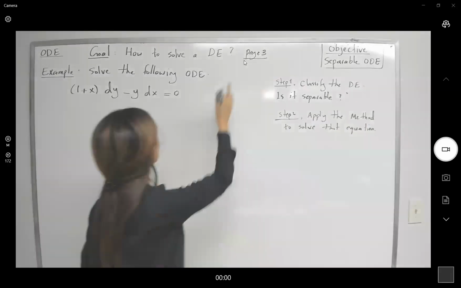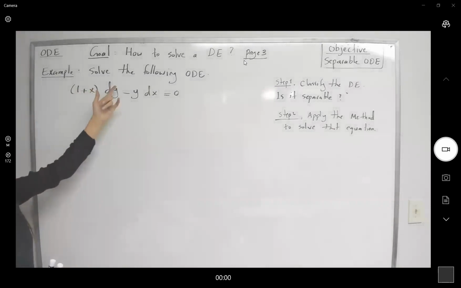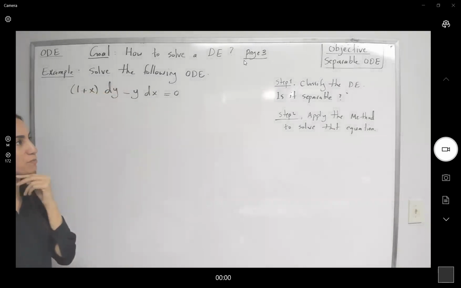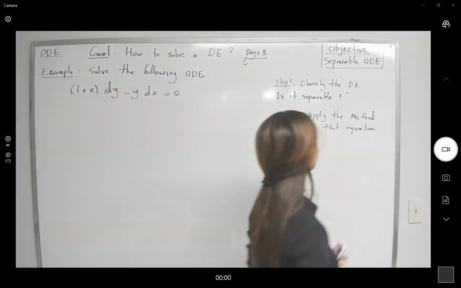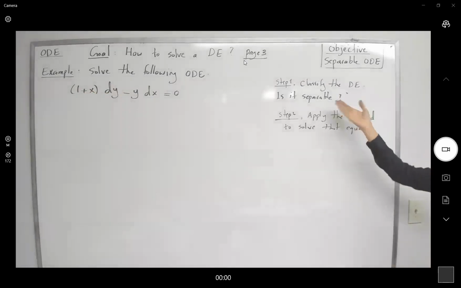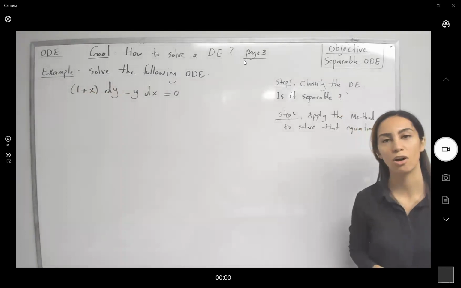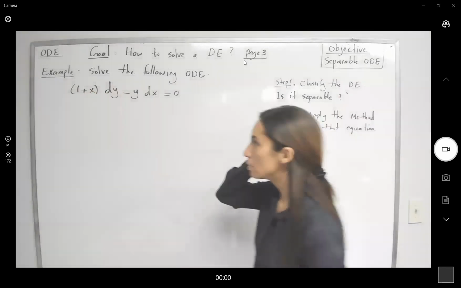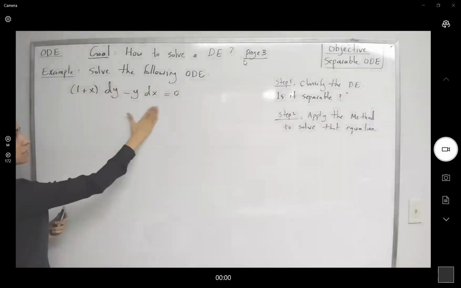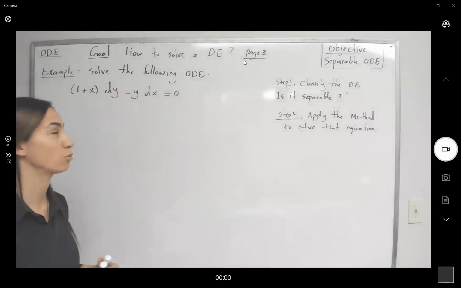Okay, on page 3, we have the following example. It says, hey, solve the following differential equation. You have (1 plus x) dy minus y dx equal to 0. Well, the very first step is to ask ourselves, is this a separable differential equation? If yes, we need to take the integral of both sides. Okay, so let's see if we can make this into a separable differential equation.